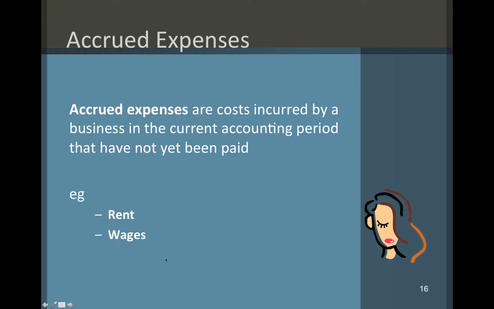So what are some examples? Rent and wages are classic examples. This doesn't necessarily mean that the business is overdue in paying them. It just means that we've received the benefit for a service and perhaps that service doesn't need to be paid for another week or another couple of weeks. So it's not that we are being tardy, it's just that that's how the situation exists.